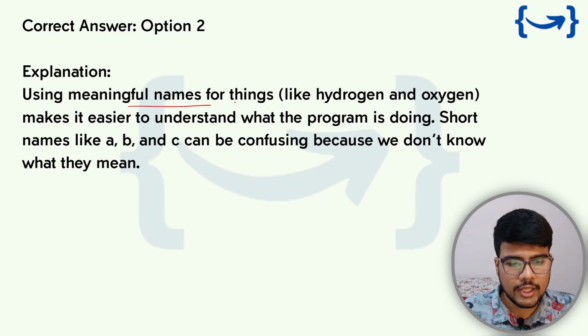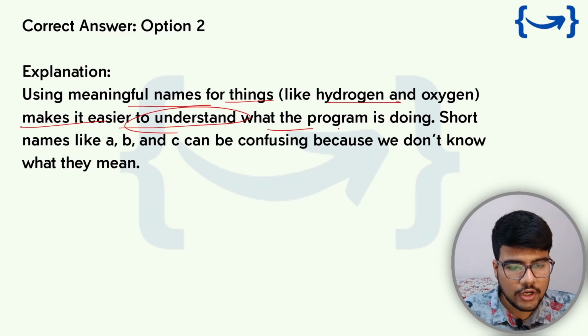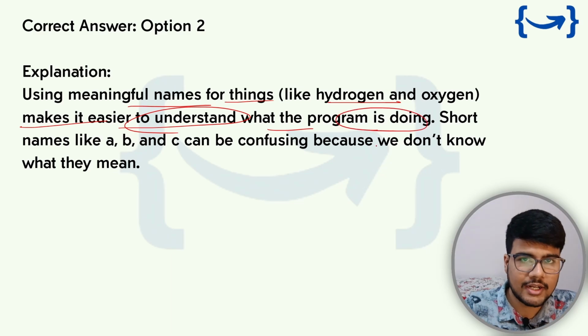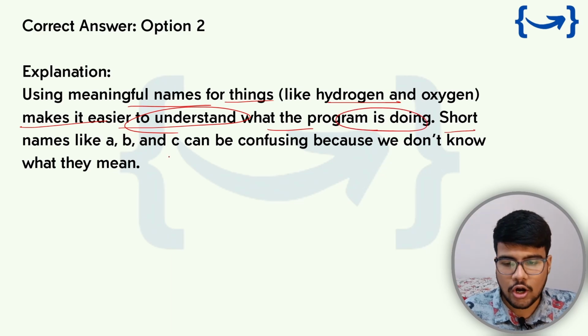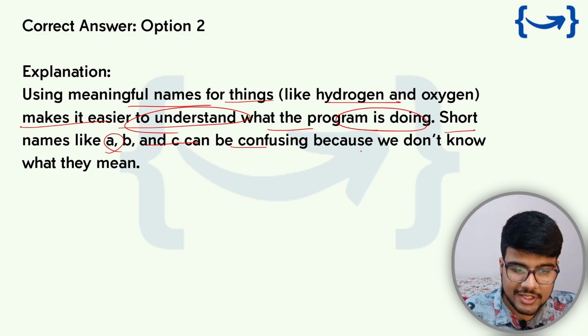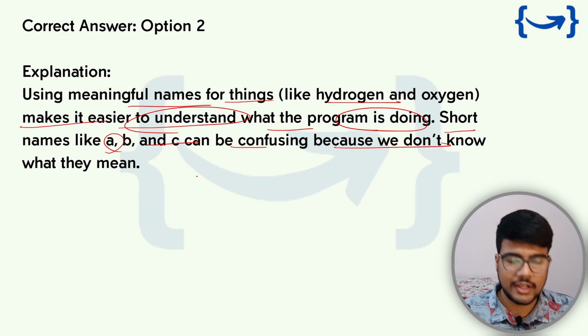So using meaningful names for things like hydrogen and oxygen makes it easier to understand what the problem is doing. Same example that I told regarding the student. Short names like A, B, C can be confusing because we don't know what they mean.